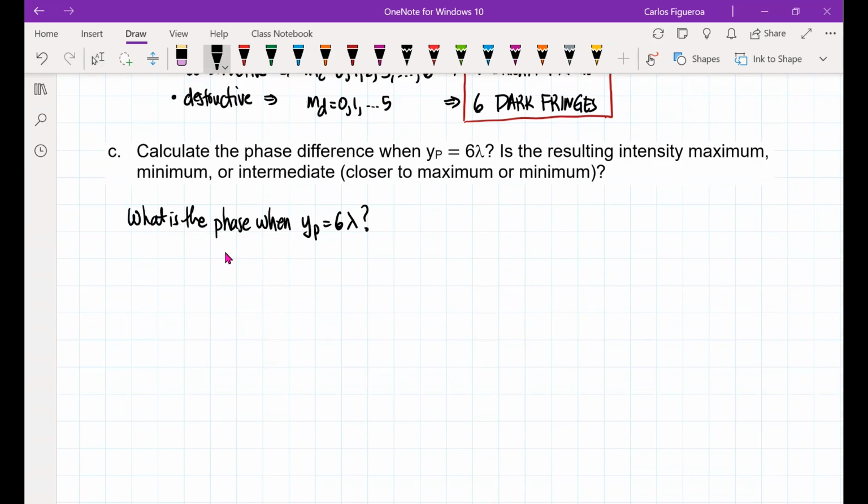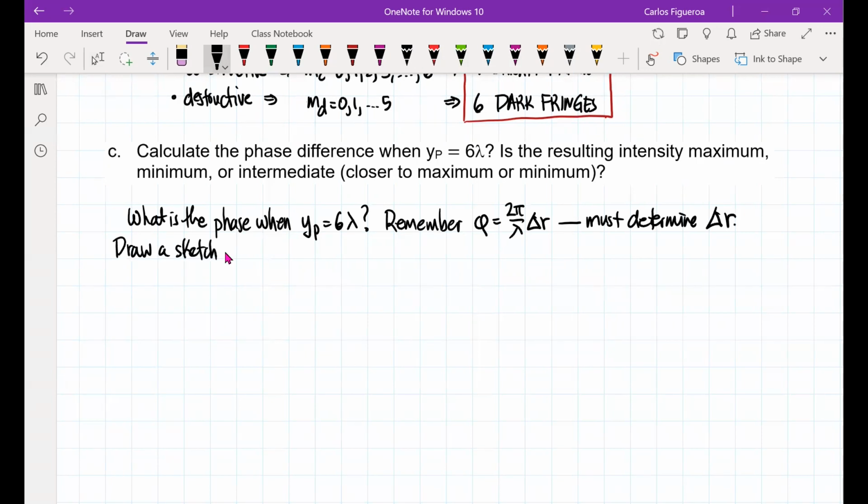So, okay, remember our phase equation says it's 2 pi over lambda times delta r. So this means here is that we must determine delta r. So what we'll do here, to get a sense of this, is draw a sketch here of the situation.